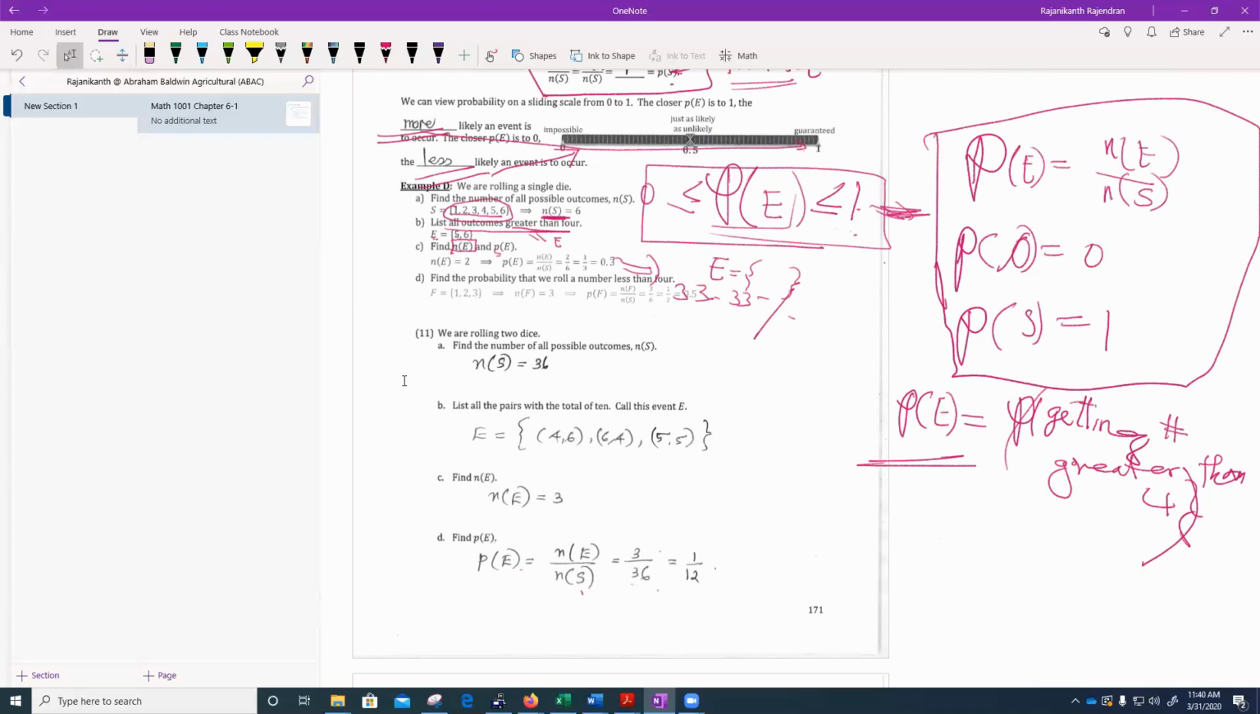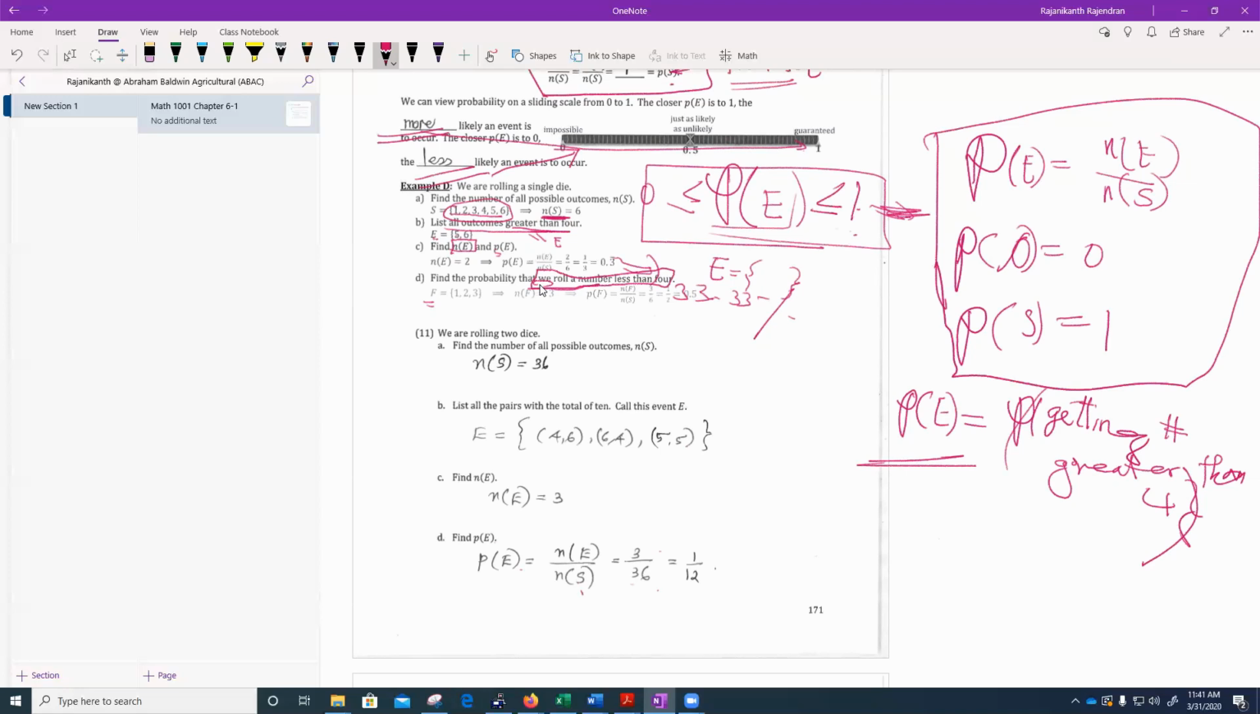Now, look at part D. Find the probability that we roll a number less than 4. Now this is another event, right? Getting a number which is less than 4. So I am denoting that event as F. Before going to find the probability, first of all we need to figure out the definition of this event. Here I'm just using a different letter, F instead of E. So my event F is getting a number which is less than 4.